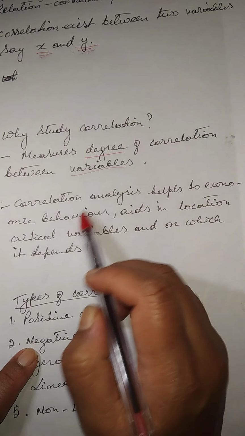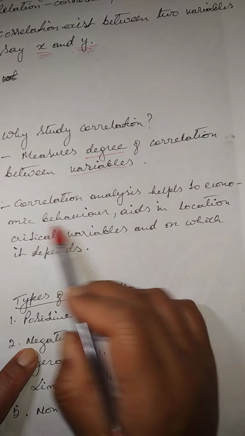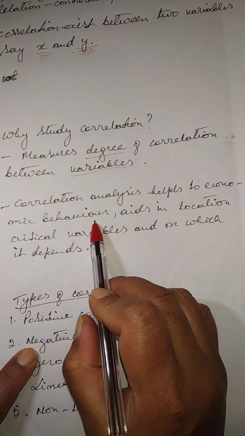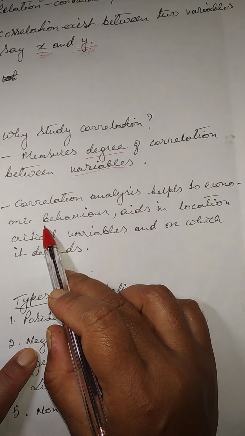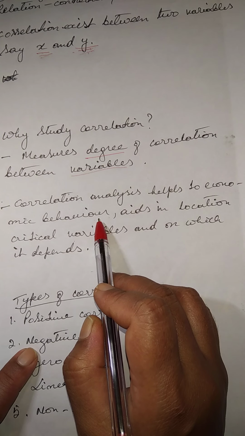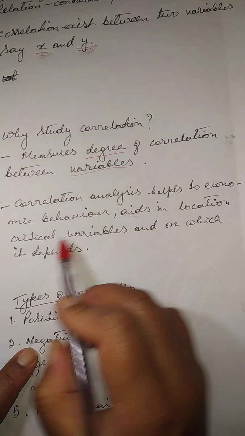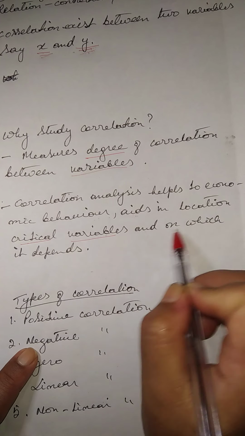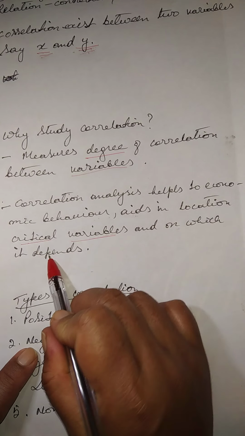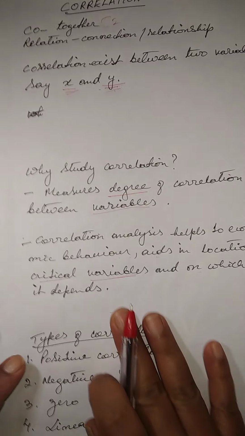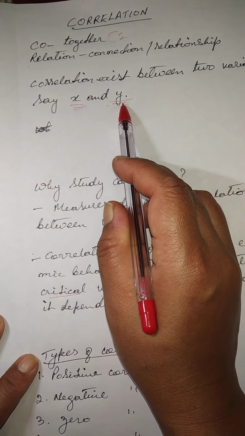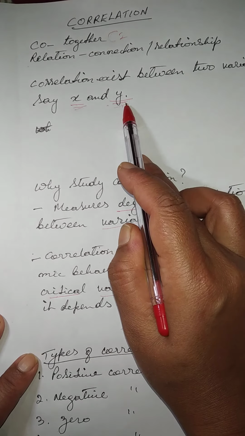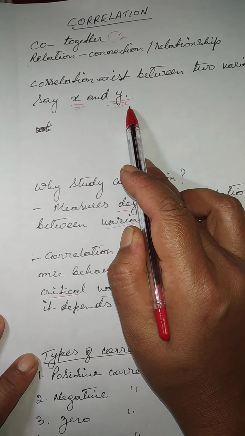So this correlation analysis also helps us to know about the economic behavior, or the economic activities in the economy, or the behavior of the economy in the country. And it also helps us to locate the critical or important variables, and the variables on which this variable depends. Say for example, if x and y are the two critical variables, then which variable depends on whom? Okay, whether y depends on x or x depends on y.